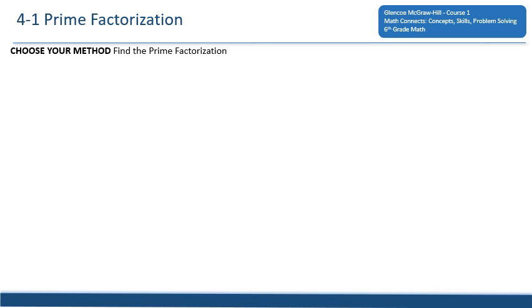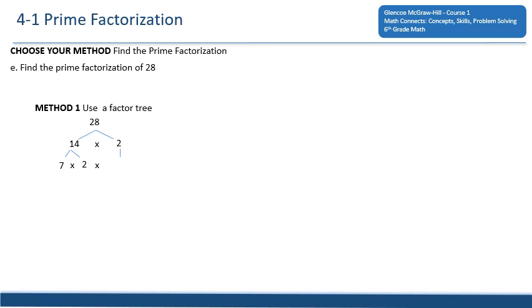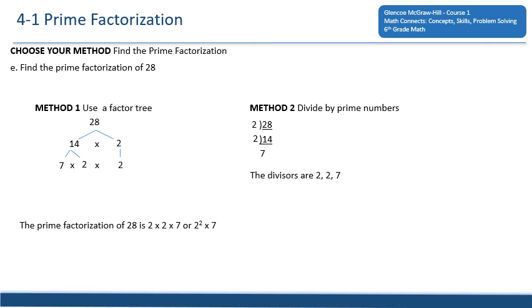Choose your method, find the prime factorization of 28. Use a factor tree. 28, 14 times 2, 7 times 2 times 2. Divide by prime numbers. 28 divided by 2 is 14. 14 divided by 2 is 7. So the divisors are 2, 2, and 7. And the prime factorization of 28 is 2 times 2 times 7, or 2 squared times 7.